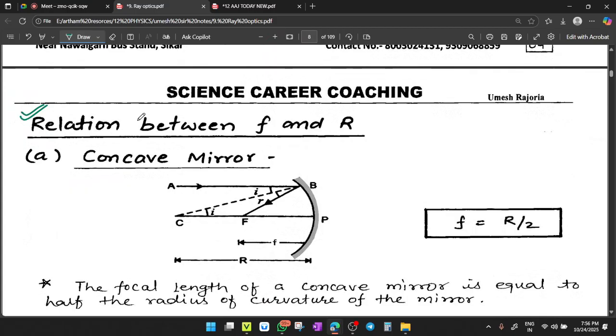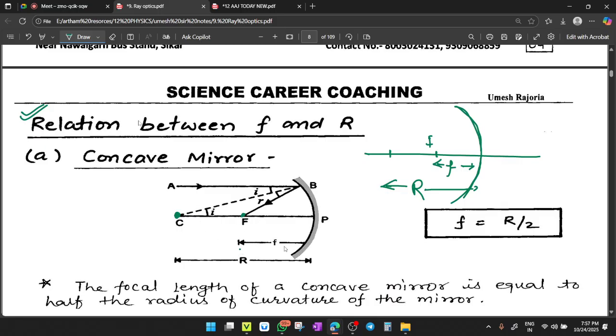Now, a very important relation between focal length and radius of curvature. Students, this is the center of curvature, and the distance up to here is called the radius of curvature, capital R. And here is the focus point, and the distance up to here is called small f. So there is a relation between focal length and radius of curvature. Check here, it is the point of focus. This is the center of curvature.